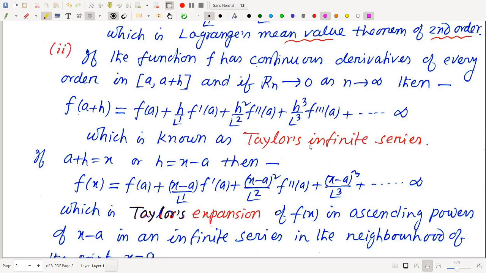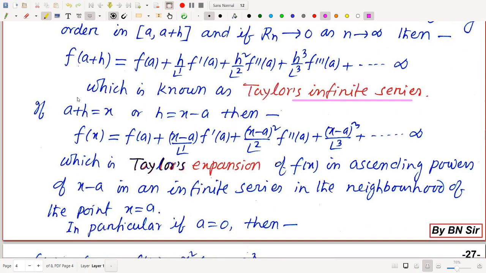And this is known as Taylor's infinite series. But the condition is that the limit of Rn should be 0. For the convergence of an infinite series, the general term should tend to 0 as n tends to infinity. So that condition is used here. So this is an infinite series.